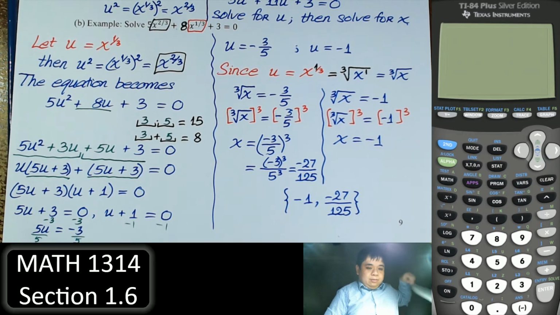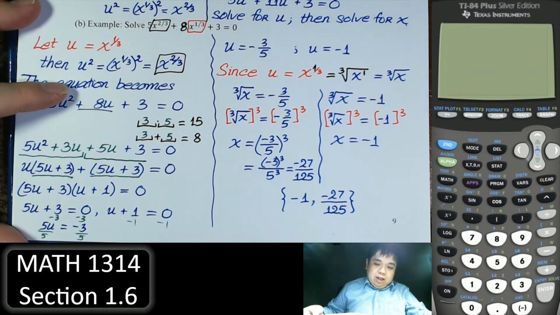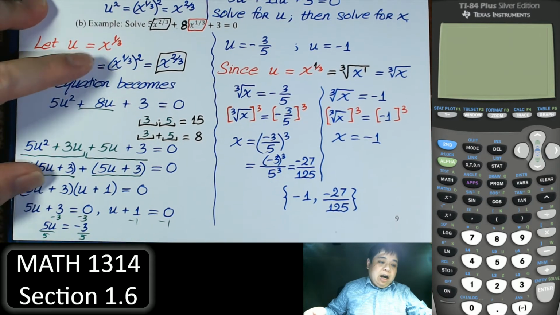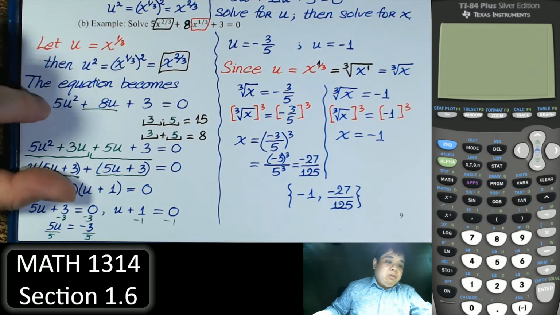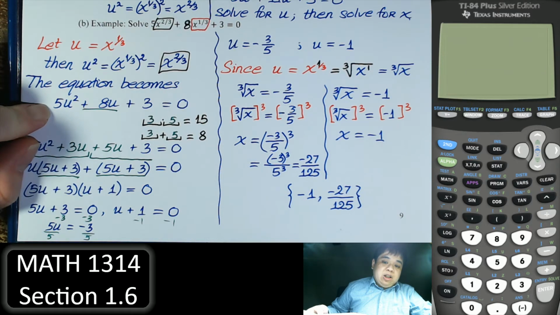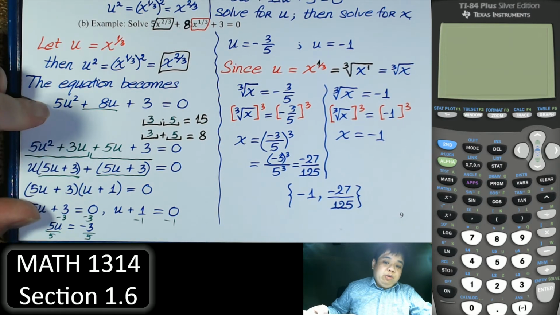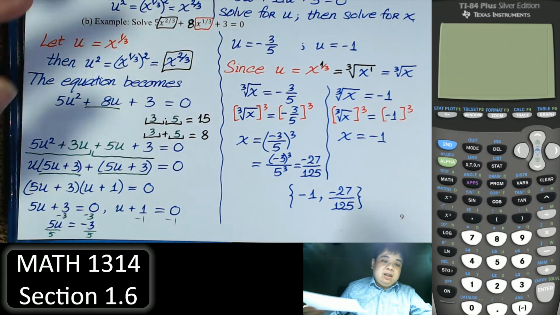Right. So that is the equation in quadratic form. We make a substitution for u, and that equation becomes a quadratic equation in terms of u. But we solve for u first, and at the end we solve for x.